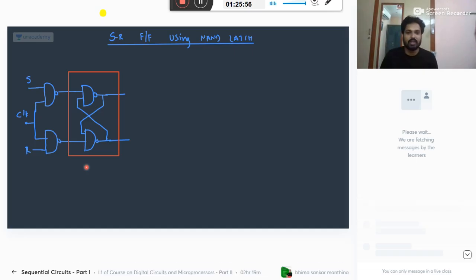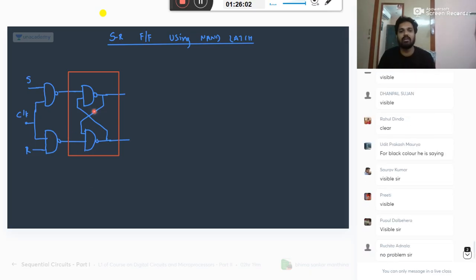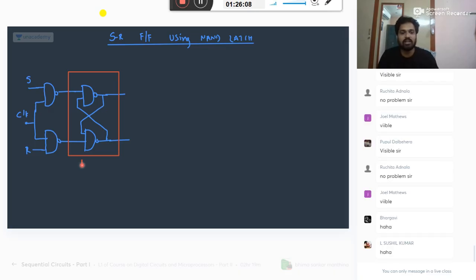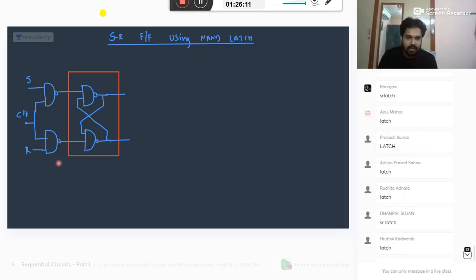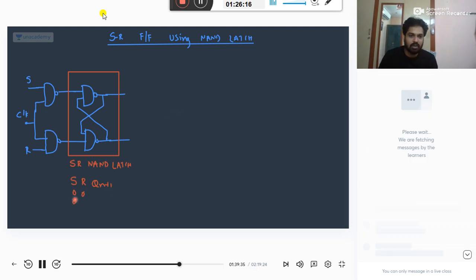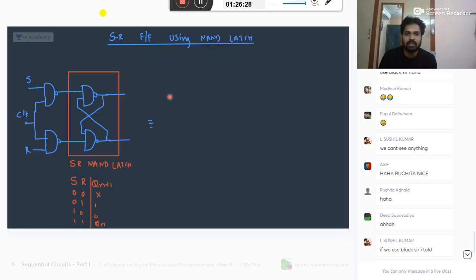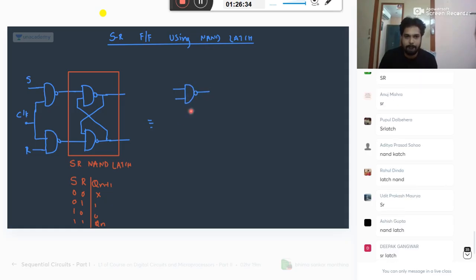Okay, so let's do it. Where are we now, can you tell me what this box is? What is this box, friend? Which latch? You should say it is nothing but the SR latch. Very good. That's it. 00 01 10 11, just for quick revision. Now, for your easy understanding, I will replace this figure with this figure. This is one.